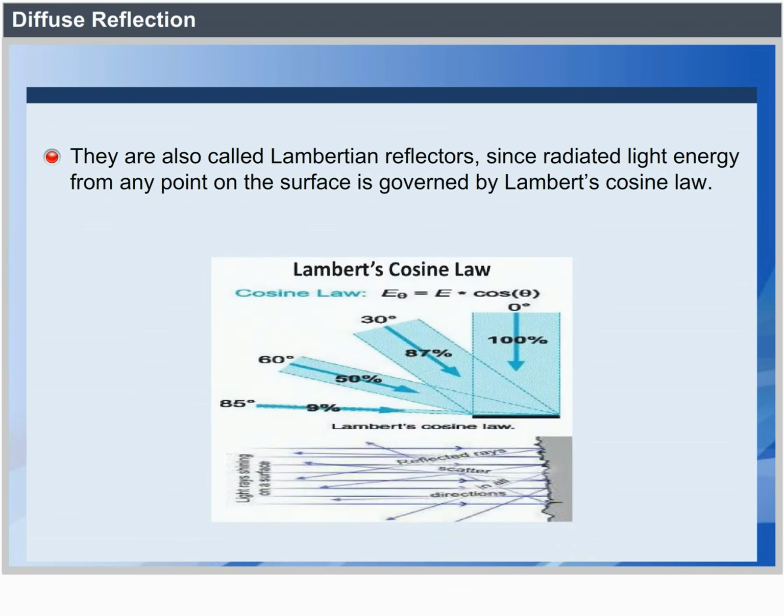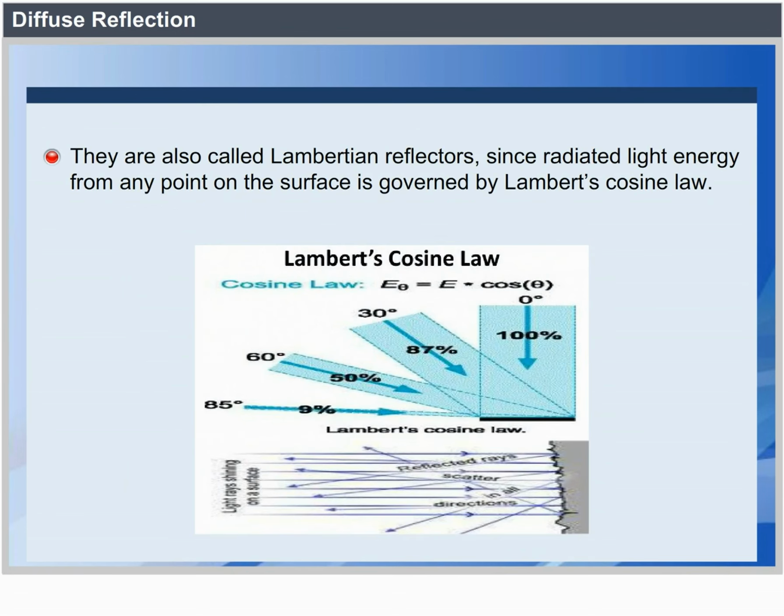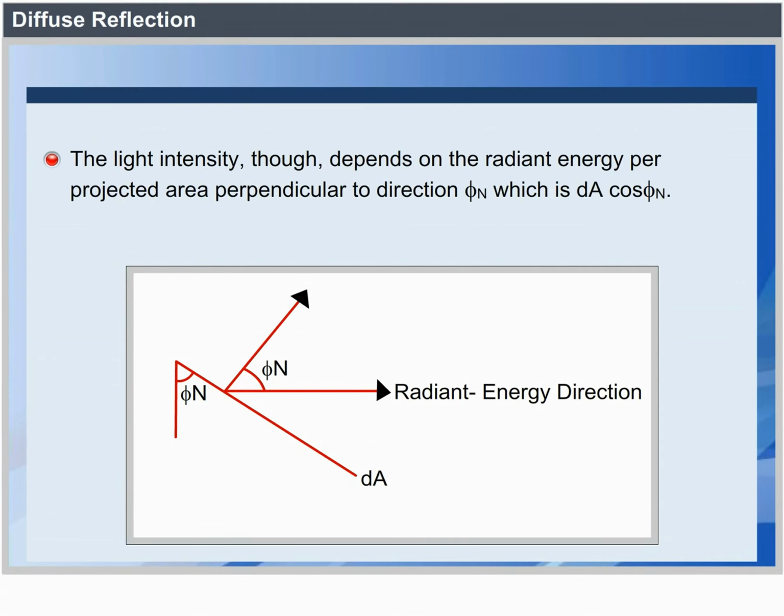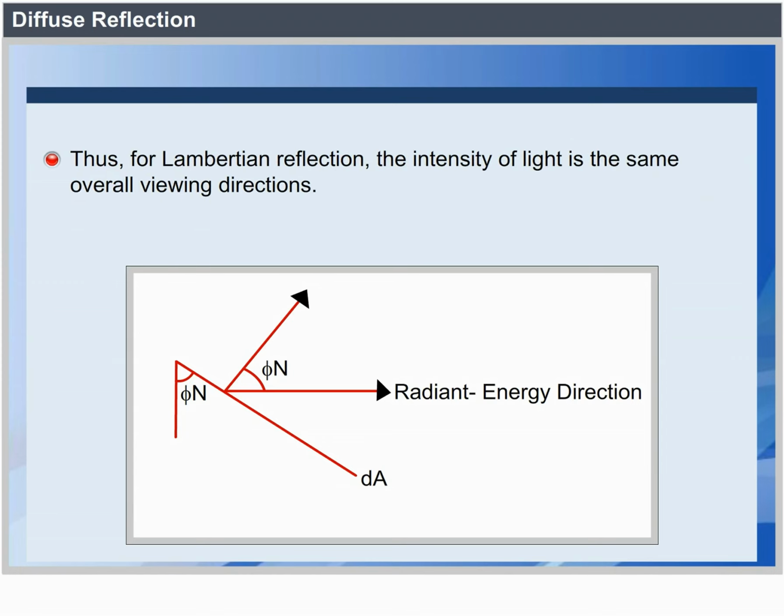They are also called Lambertian reflectors, since radiated light energy from any point on the surface is governed by Lambert's cosine law. This law states that the radiant energy from any small surface area dA in any direction phi n relative to the surface normal is proportional to cos phi n. The light intensity, though, depends on the radiant energy per projected area perpendicular to direction phi n, which is dA cos phi n. Thus, for Lambertian reflection, the intensity of light is the same over all viewing conditions.